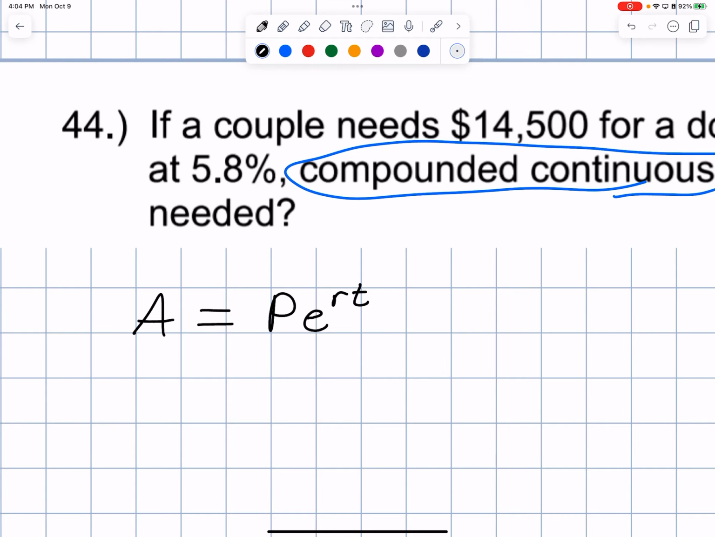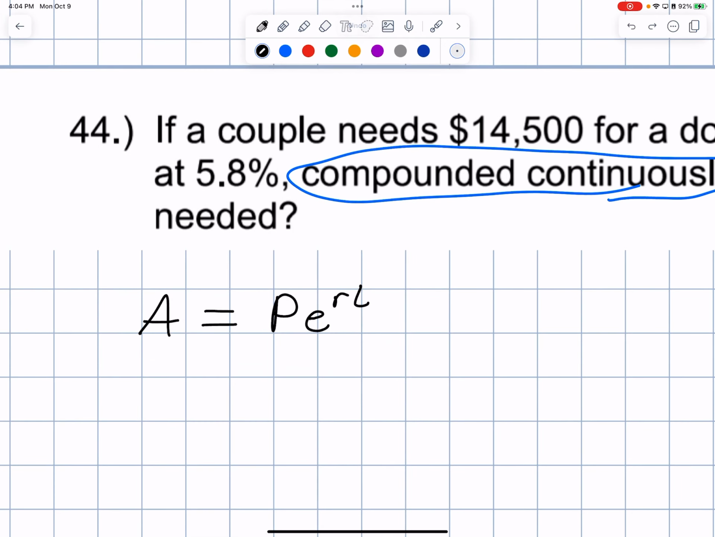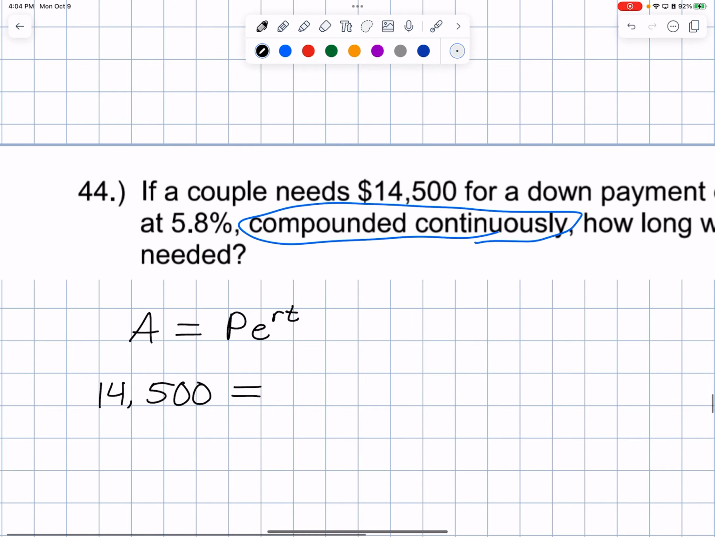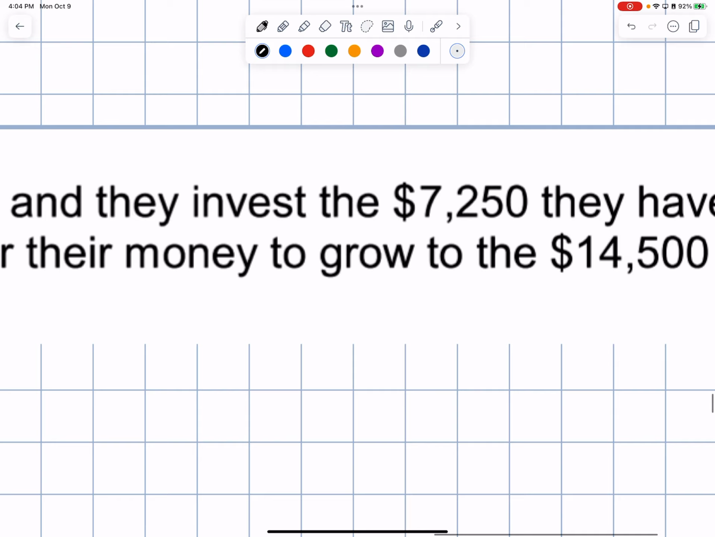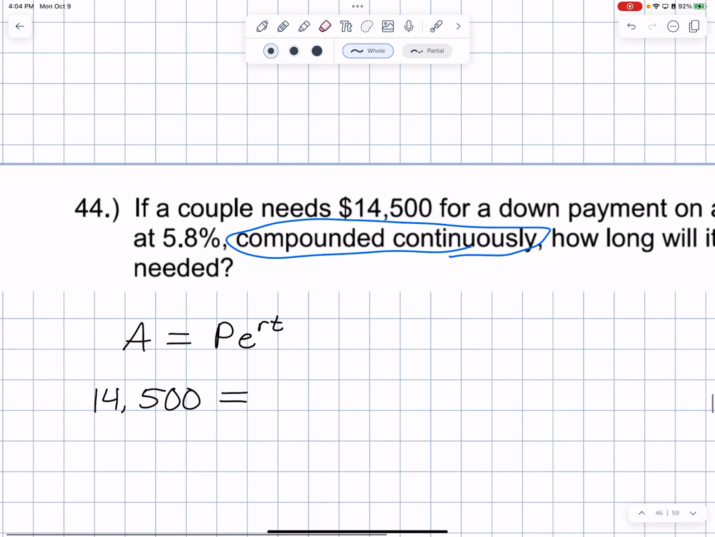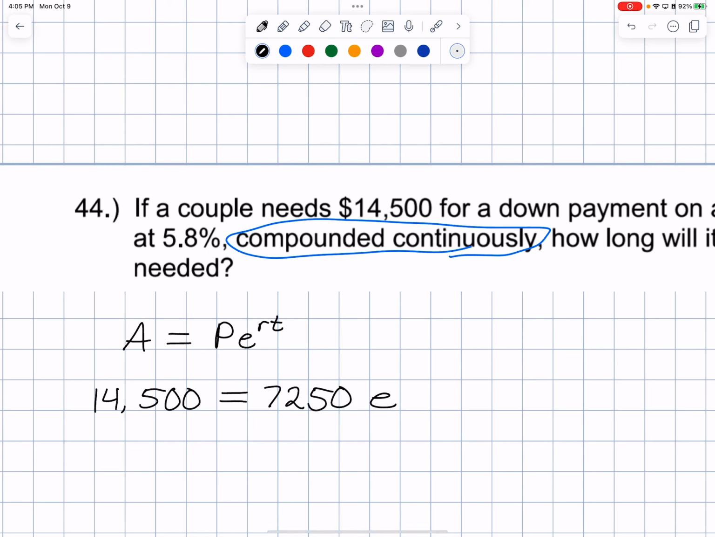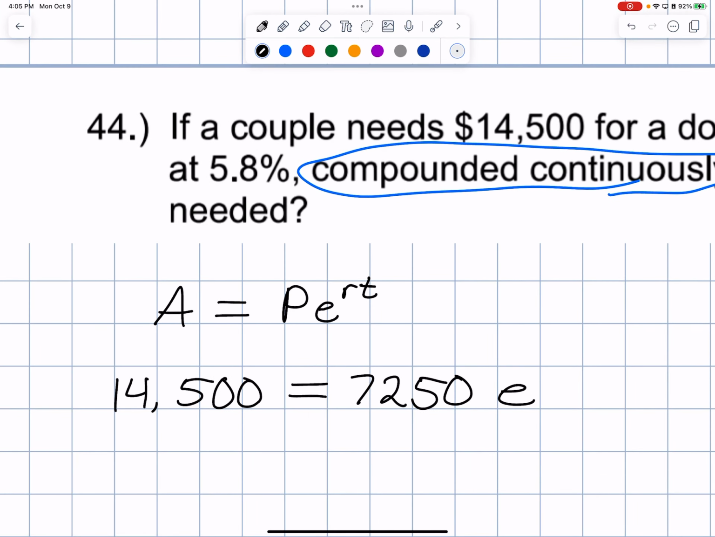What is the amount? 14,500. Yeah. It's the amount that they need, the amount after time has passed. What's the principal? It's this part, the amount they invest, 7,250. So 7,250 times e to the, what's r? 0.058. t is what we're looking for. It's going to stay the same. We okay with that so far?